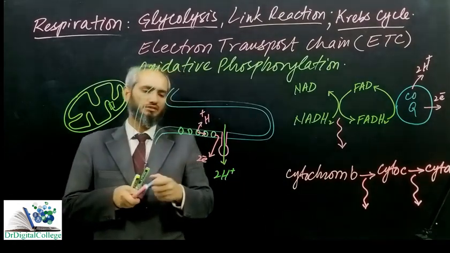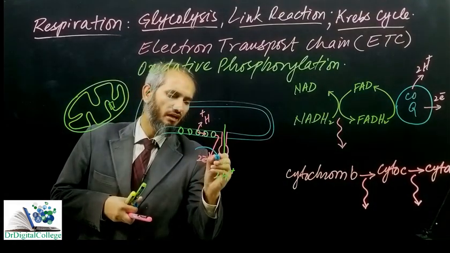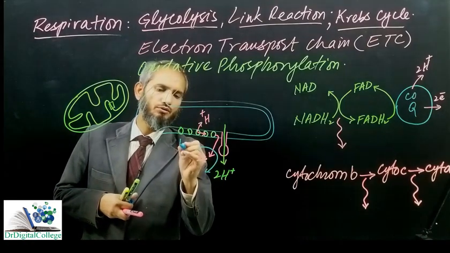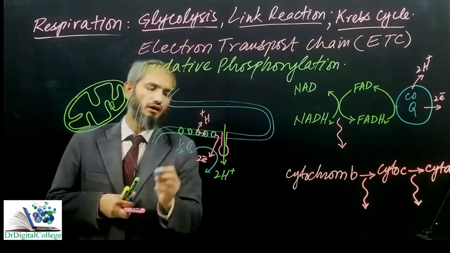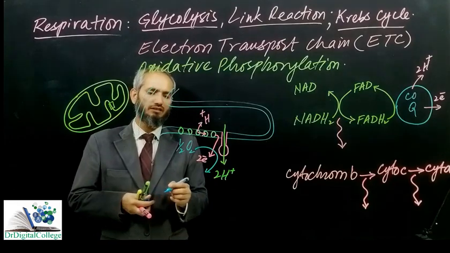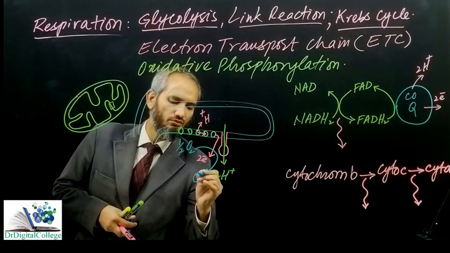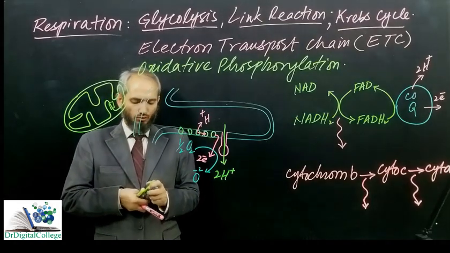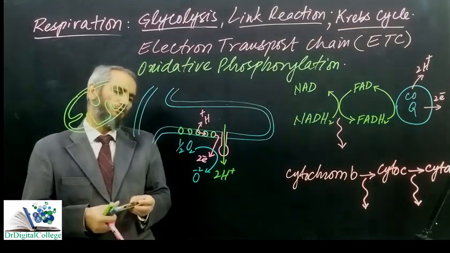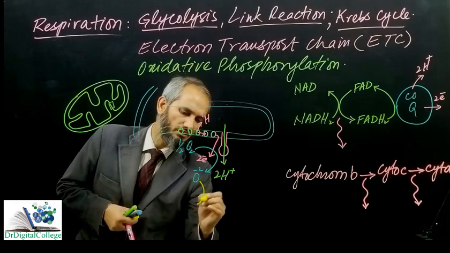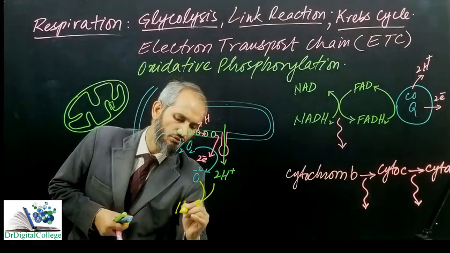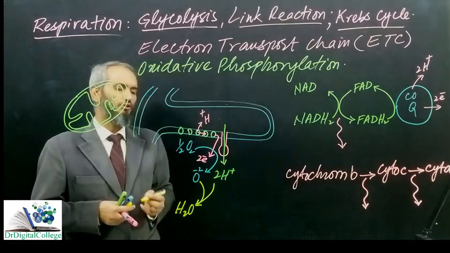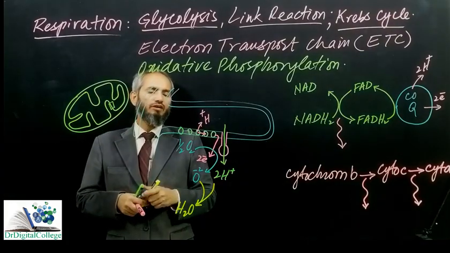Now these 2 electrons are taken up by molecular oxygen. I am writing here half the molecule of oxygen, and it is changed into O-2. Now these two things, O-2 and 2H positive, will join with each other to form H2O. Water is produced. Now what has happened?